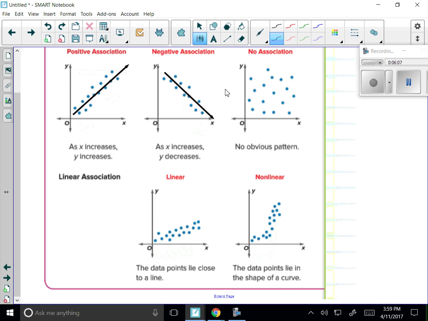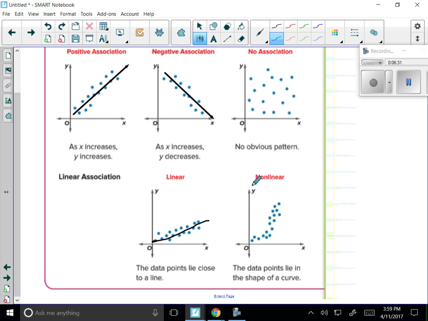And then down here, we come into what is known as linear associations. We all know linear lines. We should know linear lines. A linear line means that it is straight. Okay, so we can say right here that this example is a linear association because the data points lie close to a line. See how I could almost draw a straight line through there?